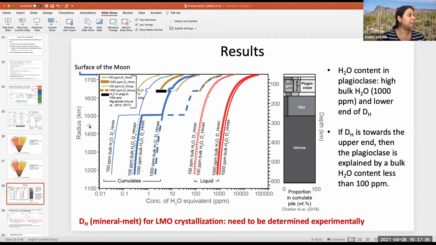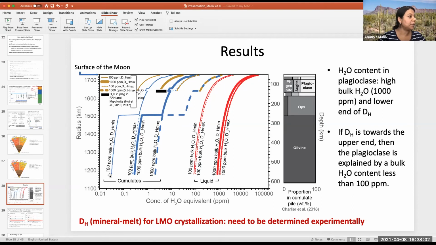So again, this is the surface of the moon at the top. And then as you go down, basically the radius decreases because the radius is calculated from the center of the moon. The blue lines here represent the cumulates that formed from the magma ocean crystallization. And the red line here is basically the liquid, the residual liquid that you have as you crystallize the magma ocean, and how that evolves in terms of hydrogen.